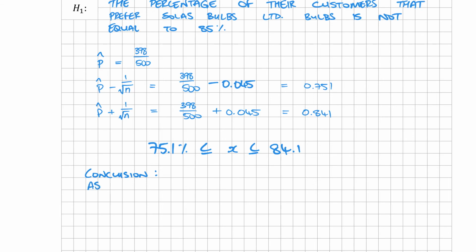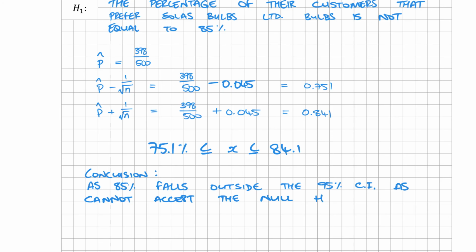As 85% falls outside the 95% CI, because that stands for confidence interval, as 85% falls outside the 95% confidence interval, we cannot accept the null hypothesis. Okay.